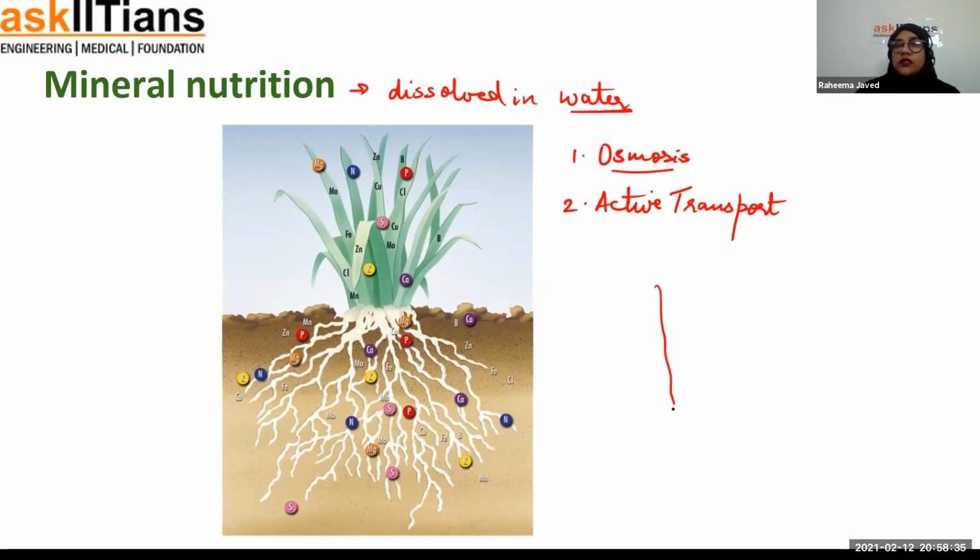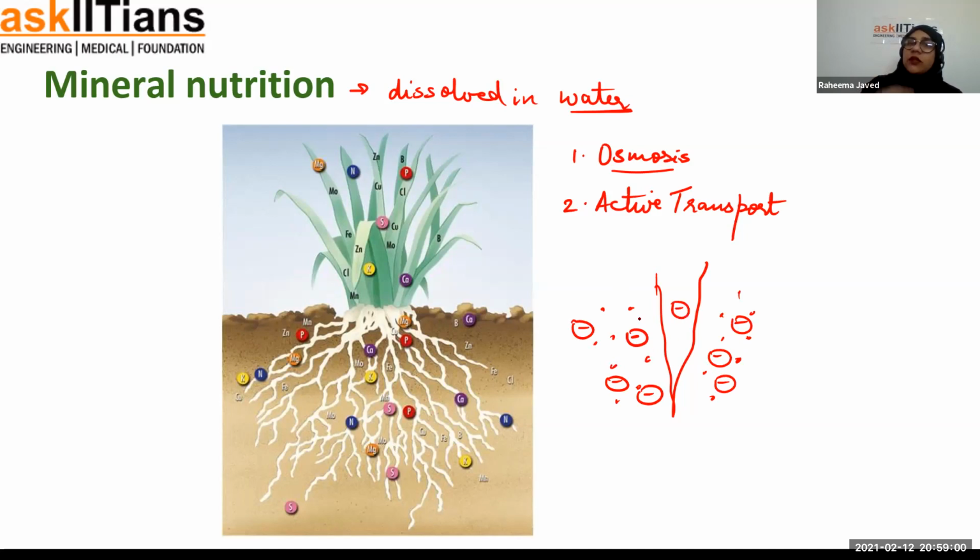So suppose this is a root and these are soil particles. Suppose there is an ion, its concentration is higher outside, that means in the soil, and lower inside. So automatically it will move along the concentration gradient. That means it will move from higher concentration to lower concentration.